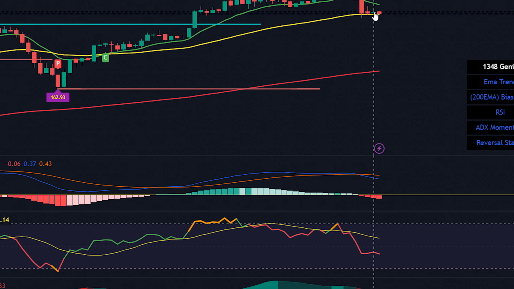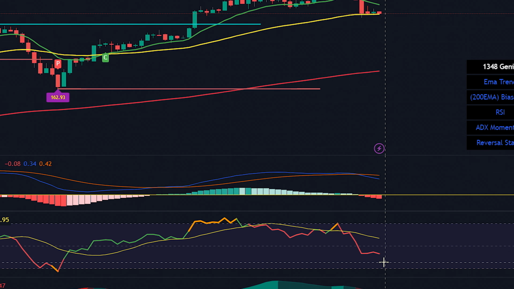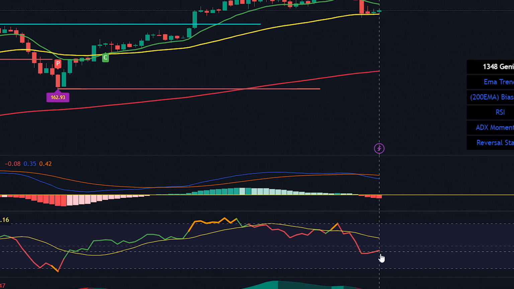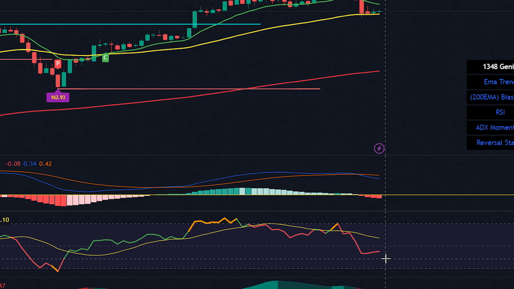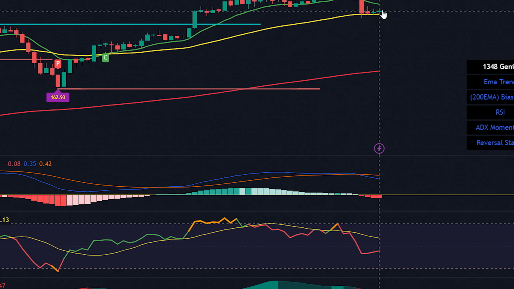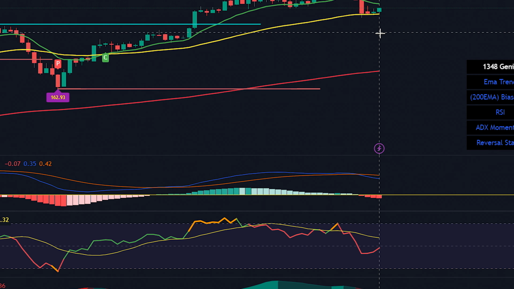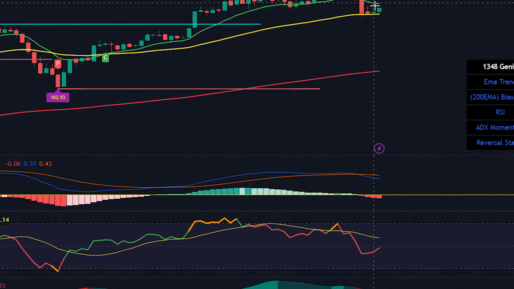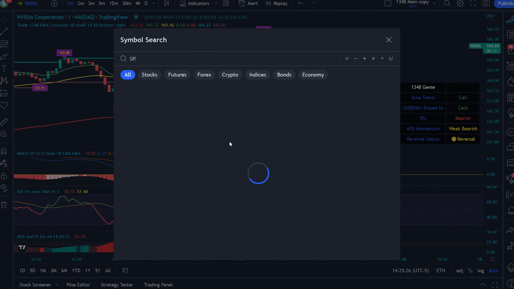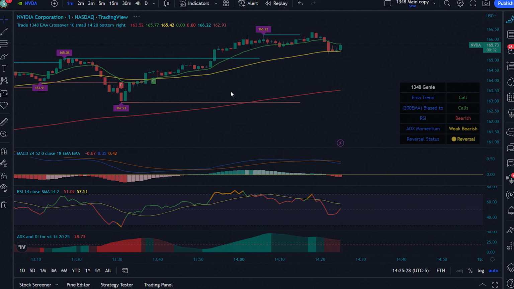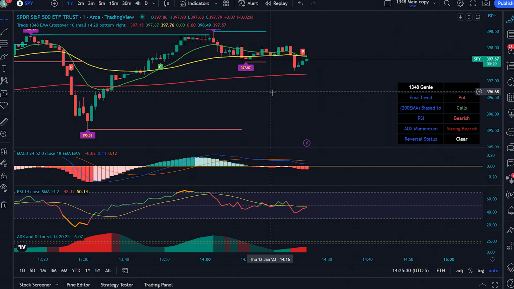We do have potentially a break below the 48, and that is indicated by RSI. Should RSI continue to push downwards, you should see price action reflect. And this would then lead us on over to the 1348 cross. Now, let's go ahead and look at the SPY. And guys, we're not done yet. I'm really going to blow your mind.